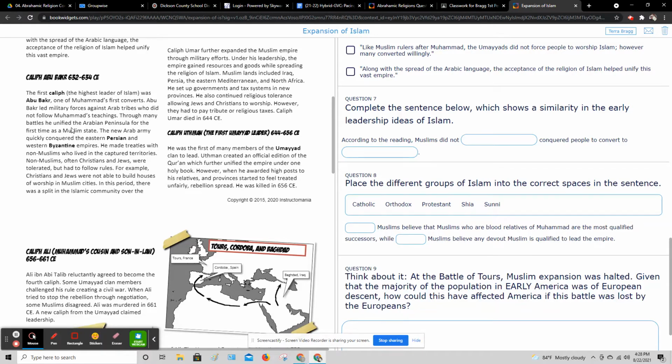He made treaties with non-Muslims who lived in captured territories. Non-Muslims, often Christians and Jews, were tolerated but had to follow rules. For example, Christians and Jews were not able to build houses of worship in Muslim cities.